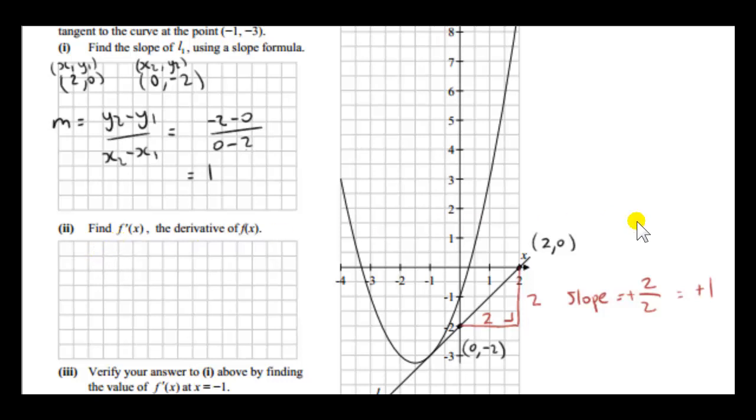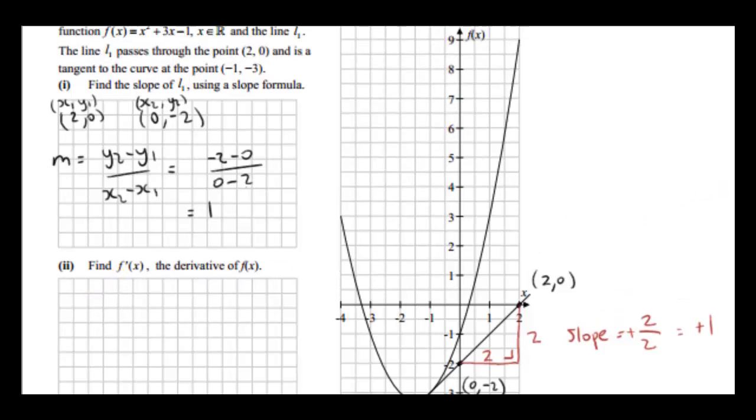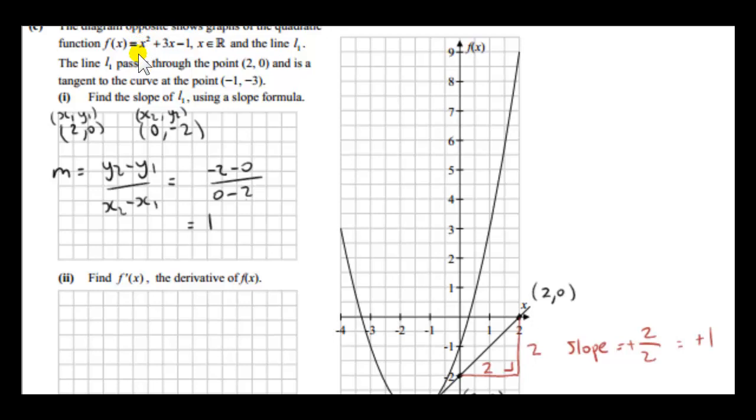Okay, so now we want to get f prime of x, which is the derivative of this thing here. Well, that's easy to see. I'll just write it down again. x squared plus 3x minus 1. So the derivative, written f prime of x, is 2x plus 3.